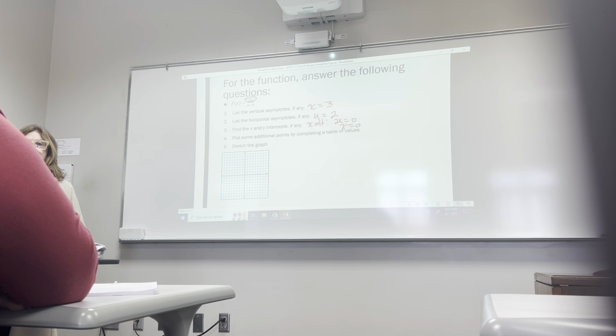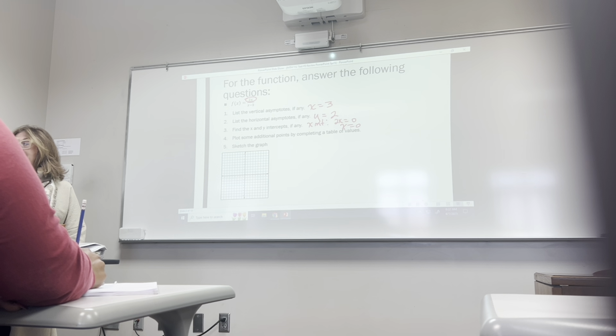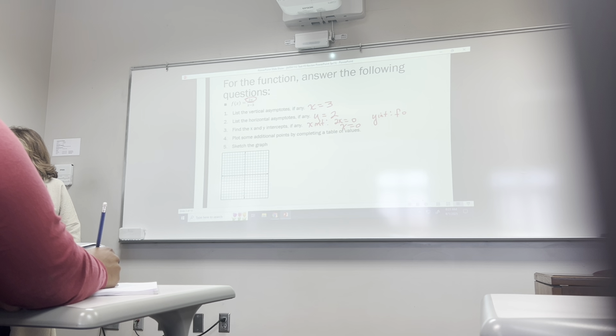So it's going to hit the x-axis at 0, which is at the origin, right? Which means the y-intercept is also going to be 0, isn't it? But anyway, to get the y-intercept, what do you do? You evaluate the function at 0. If I put 0 in for the x's, 2 times 0 over 0 minus 3, isn't that just 0?